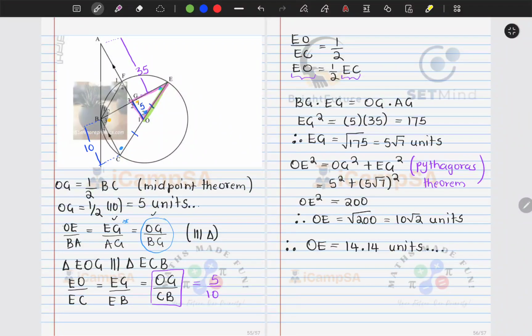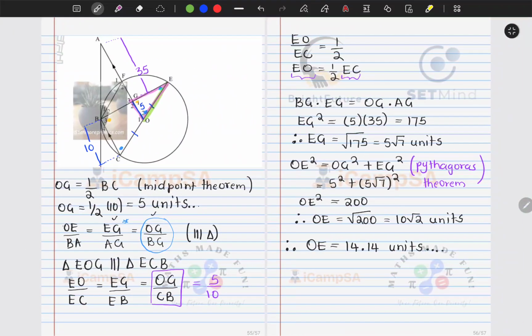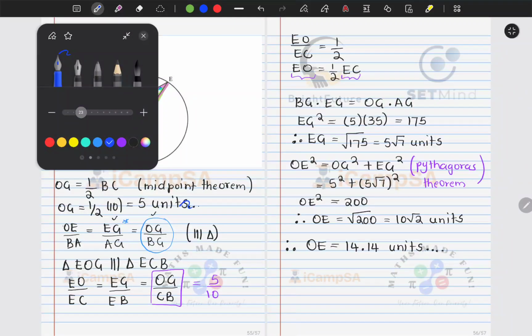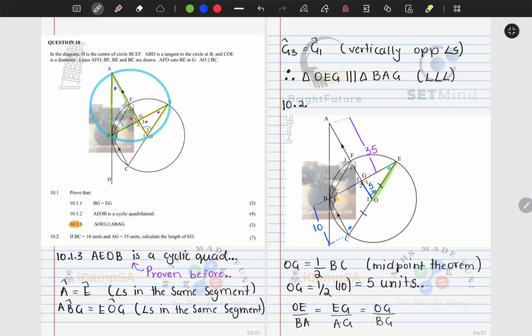Okay, so that is what we were supposed to do for this question, guys. I hope that it does make sense. So this one here comes from this previous problem that we worked on. For us to have this conclusion, it just stems from this here when we were proving that.